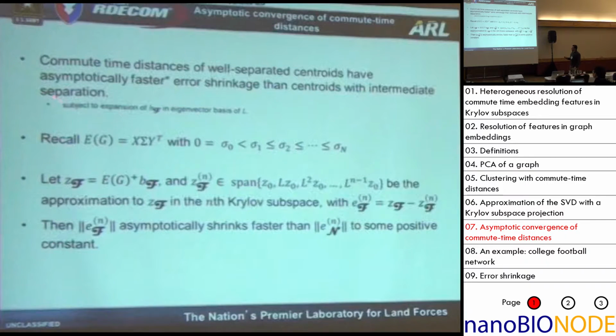And here, the fine print which taketh away is that this is subject to the expansion of the right-hand side in the eigenvector basis of L, alternately the left singular vector basis of EG. And I'm just going to remember, okay, we're going to call our left singular vectors X, and we're going to order our singular values like this, with sigma naught being 0 and all of the others being strictly positive. Okay, and this is just a more formal way of describing what I just said.